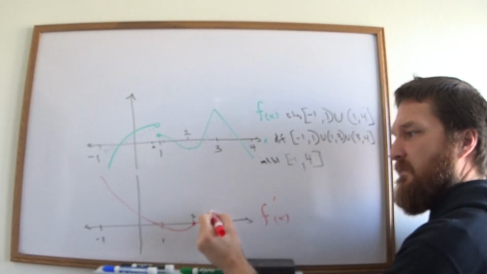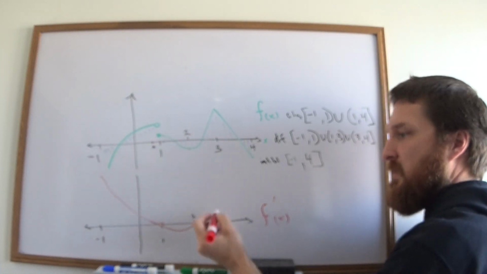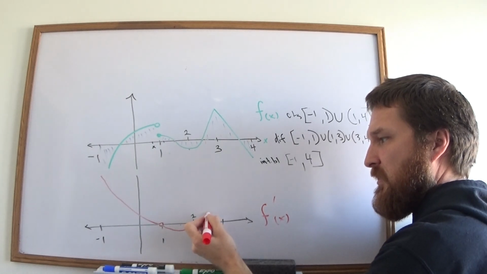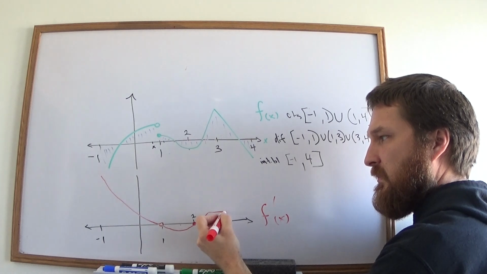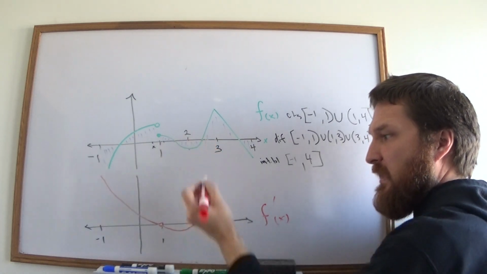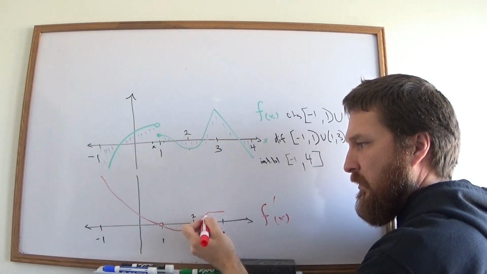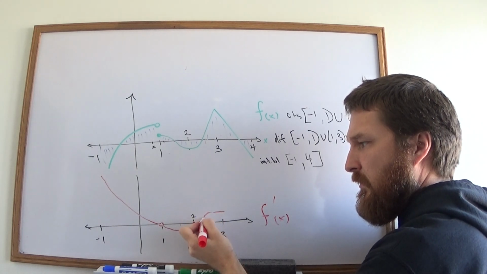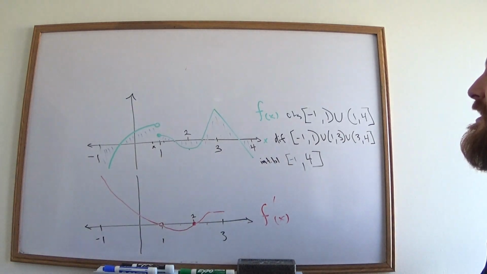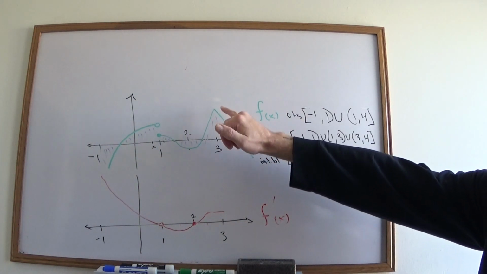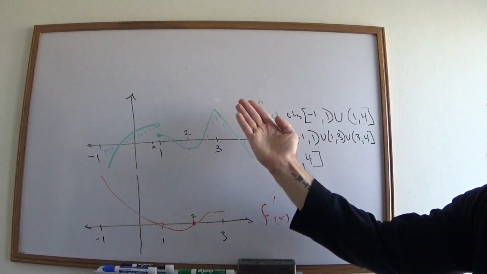Now it's just a constant value. The slope is constant until it gets to 3. Now, there were no bends here, so this should be kind of rounded off, nice and curvy. Okay? And then it jumps to negative, and it looks like it's symmetric over here.